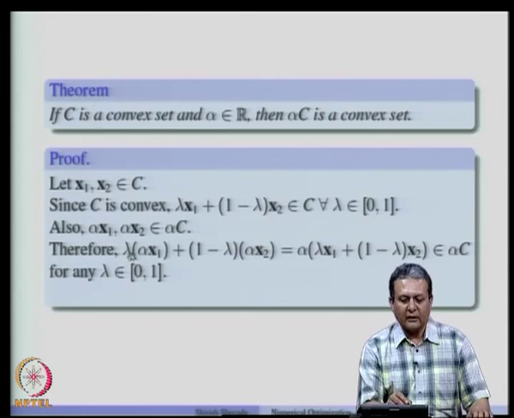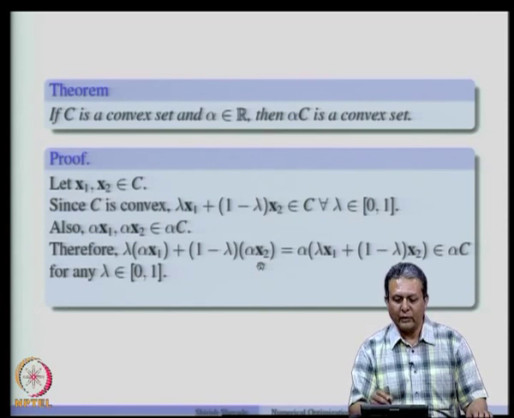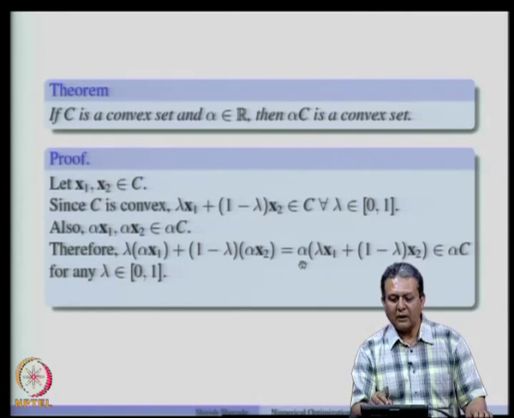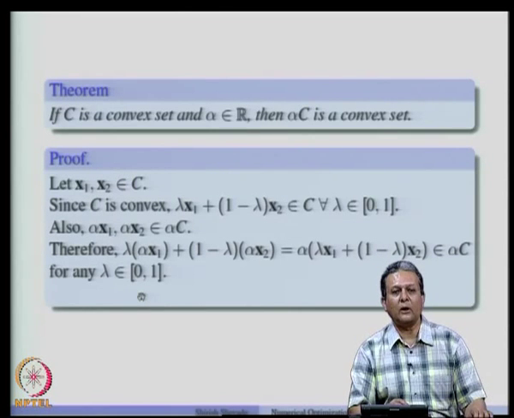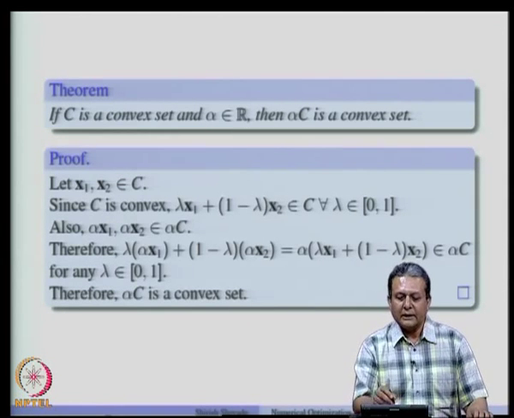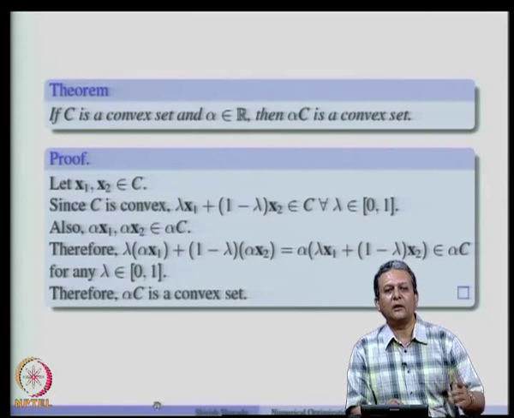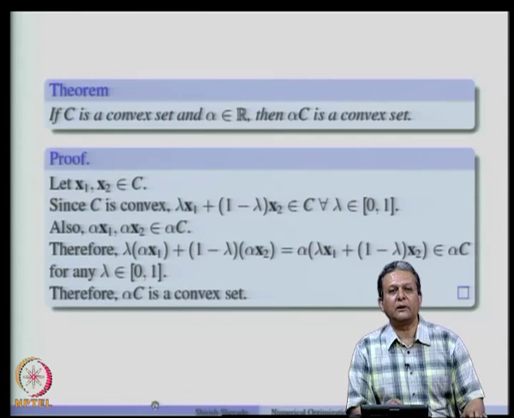So, if we take the line segment joining alpha x1 and alpha x2, which is represented as lambda into alpha x1 plus 1 minus lambda into alpha x2, we can rewrite it as alpha into lambda x1 plus 1 minus lambda x2, and this is nothing but a point in the set C. So, alpha into this quantity clearly lies in the set alpha C for any lambda in the range 0 to 1, which means that alpha C is a convex set. So, this theorem tells that new convex sets can be generated by shrinking or expanding the given convex set appropriately.